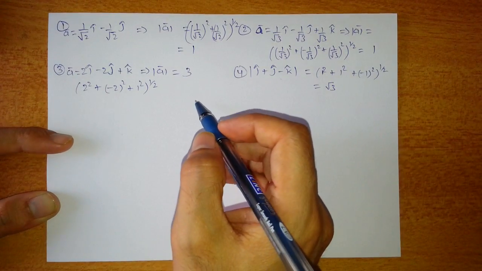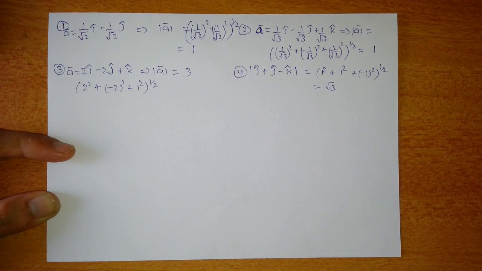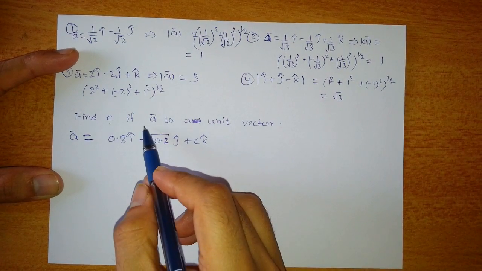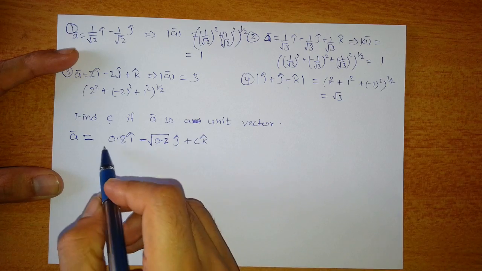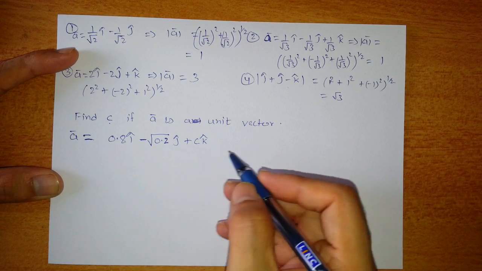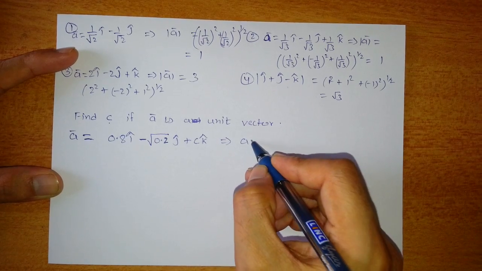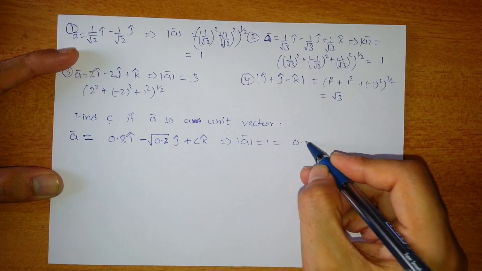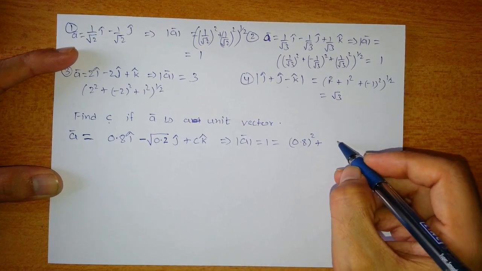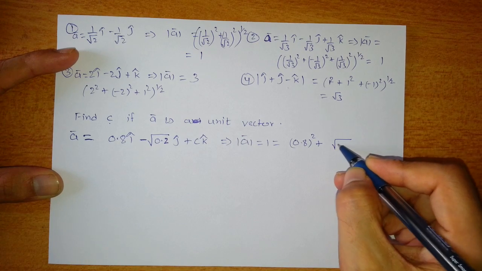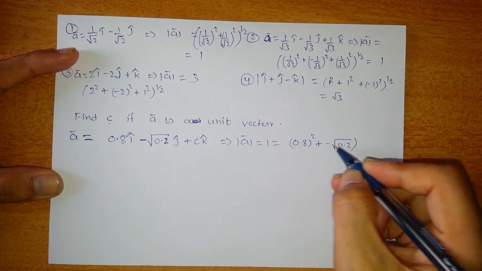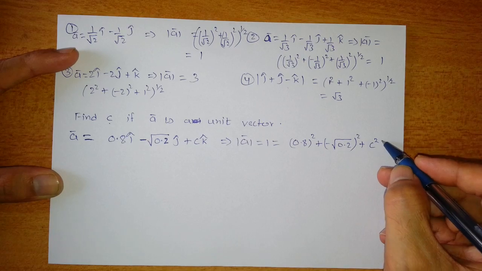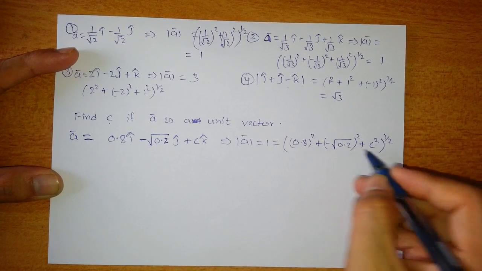So these are a few examples in which I have calculated the resultant or the magnitude of a vector. In the next question, we have to find the value of c if vector A is a unit vector. So vector A is given like this. If vector A is a unit vector, then the magnitude of vector A must be 1. So we'll find the magnitude, which is 0.8 square plus 0.2 root with a minus sign, square of that. This is the y component and the z component is c. So this should be 1.